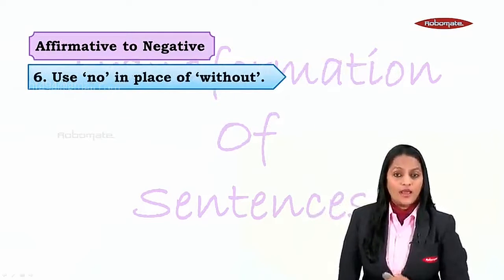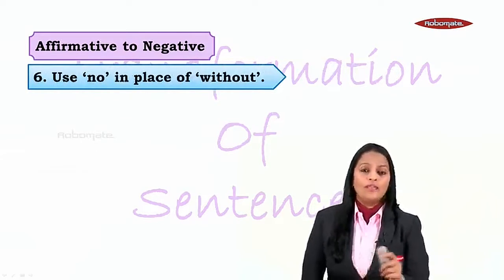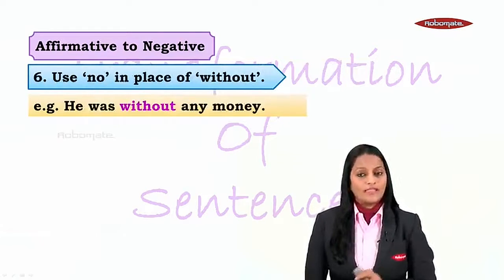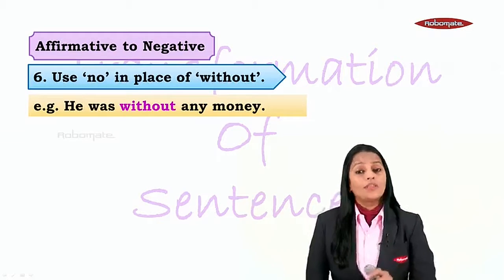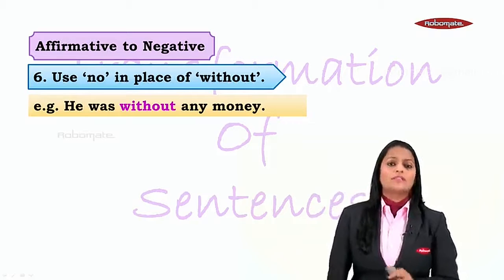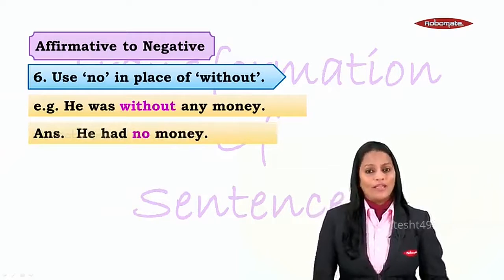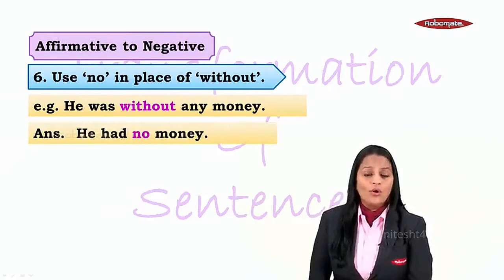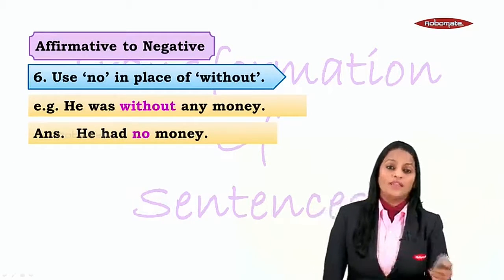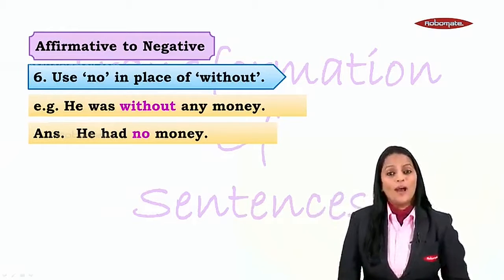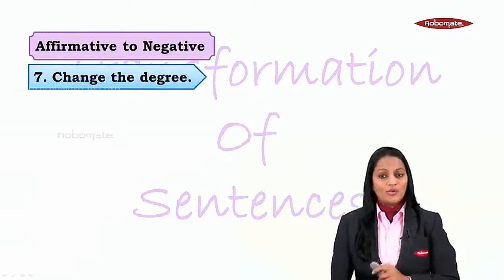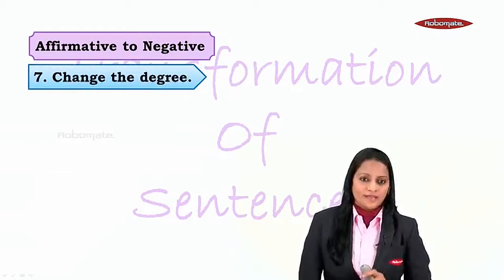Okay. Next one. Use no in place of without. Let's take an example. He was without any money. Simple. Just use a no. He had no money. So we have used no in place of without and we have made it negative without changing the meaning.